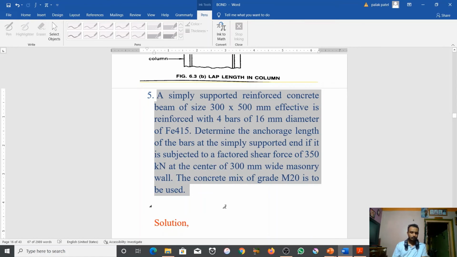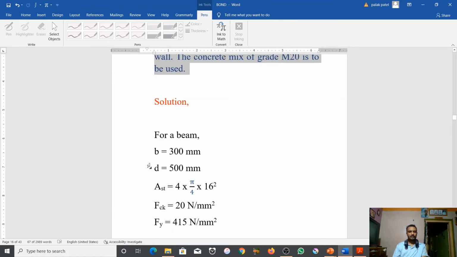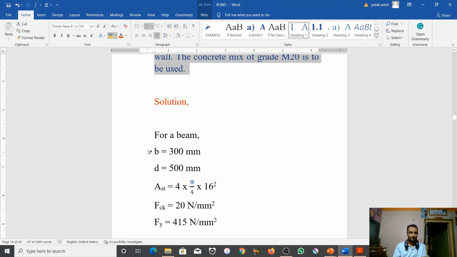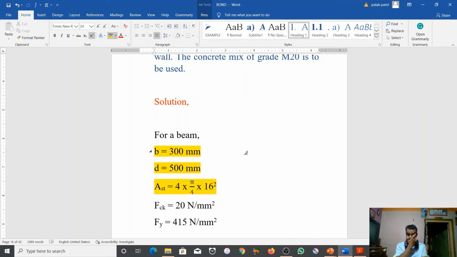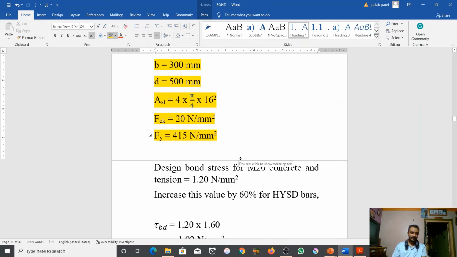So the given data: 300 mm width of beam, depth 500 mm, area of steel in the tension zone is 4 into pi by 4 into 16 whole square. We need the area value. FCK is 20 Newton per mm square and Fy is 415 Newton per mm square. These are the given data.